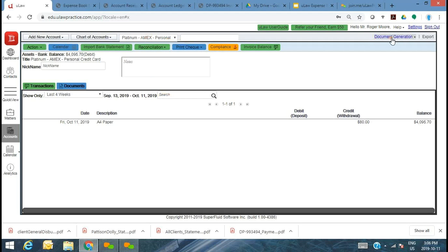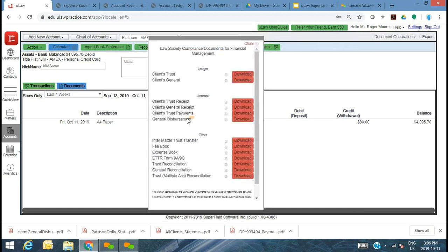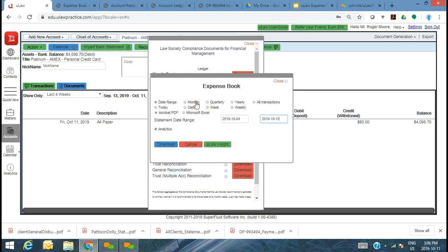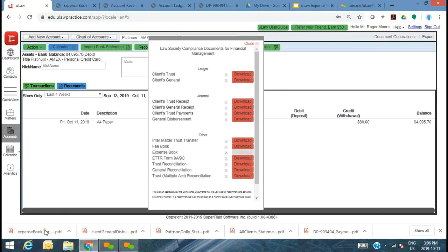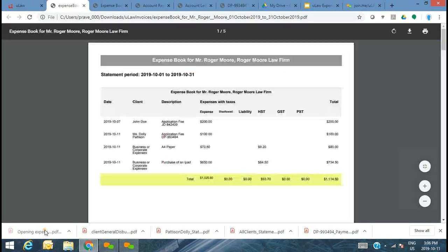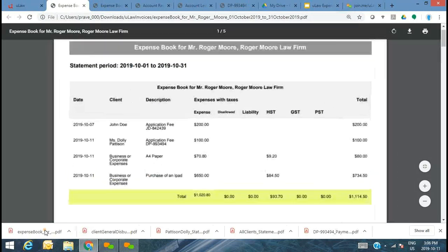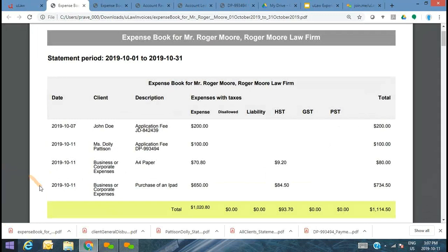Now what happens is basically when you generate the same general expense book, which we spoke about, right? Let's say I'm doing an expense book for the month of October. It includes, of course, the disbursements that were paid out for the client, Ms. Dolly Patterson, but you can see the differentiation right away in this expense book.